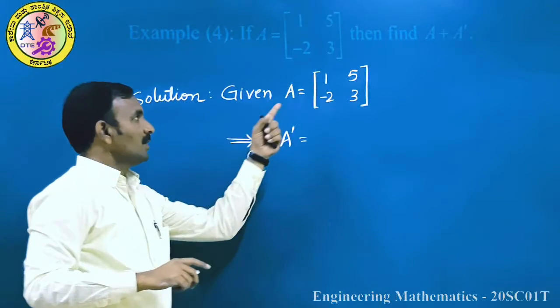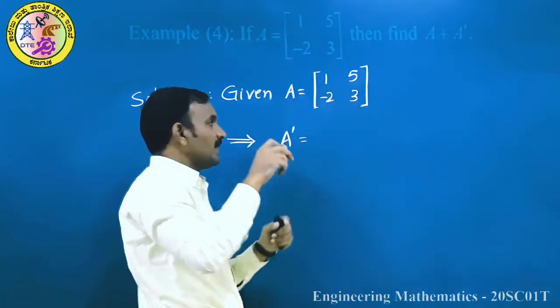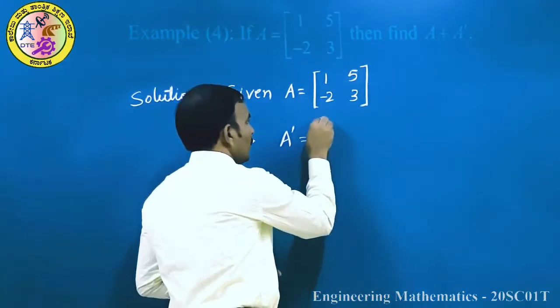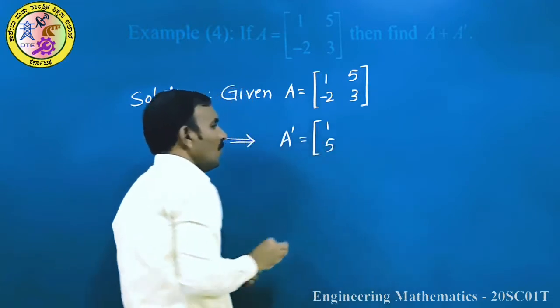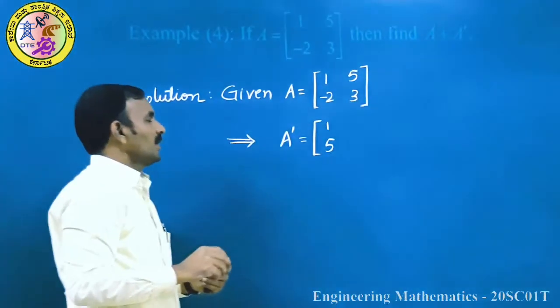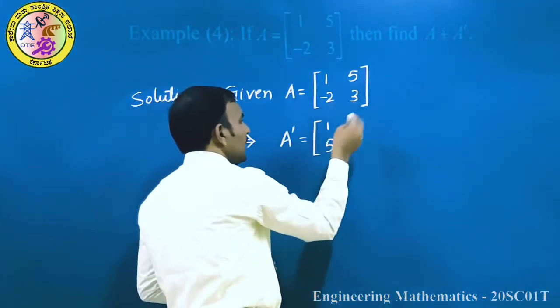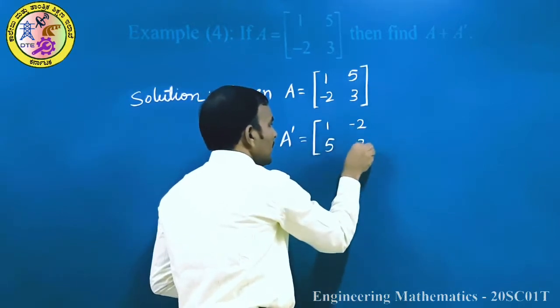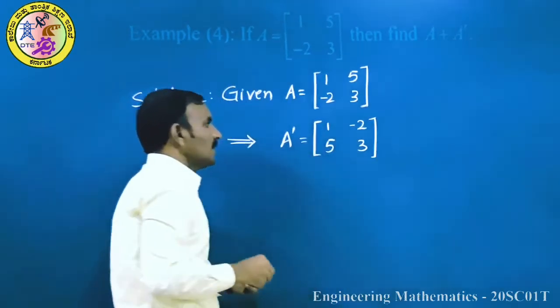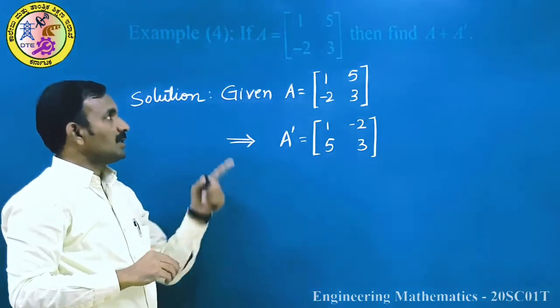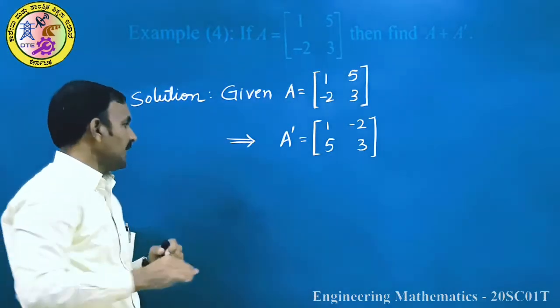First row is 1 5, make it the first column. Second row minus 2 3, second column is minus 2 3. It is A dash.